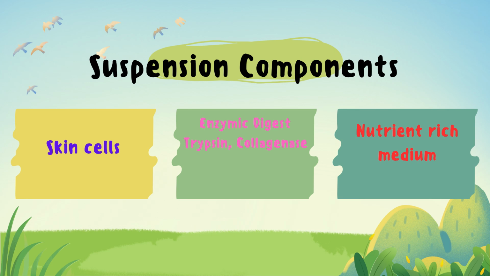Let's see what are these components that make up the suspension. As you all know, we have the skin cells obtained by the process of biopsy. The next step in creating the suspension: the harvested skin sample is treated with enzymes like trypsin or collagenase to separate the cells from the tissue through an enzymatic digest. The separated cells are then suspended in a sterile liquid, often a saline or a culture medium. This helps maintain the viability of the cells during preparation and application.